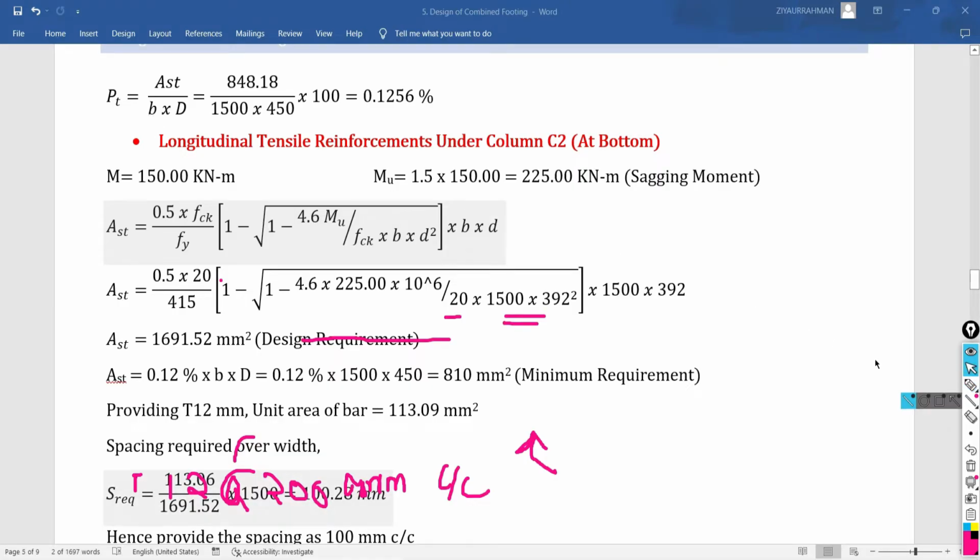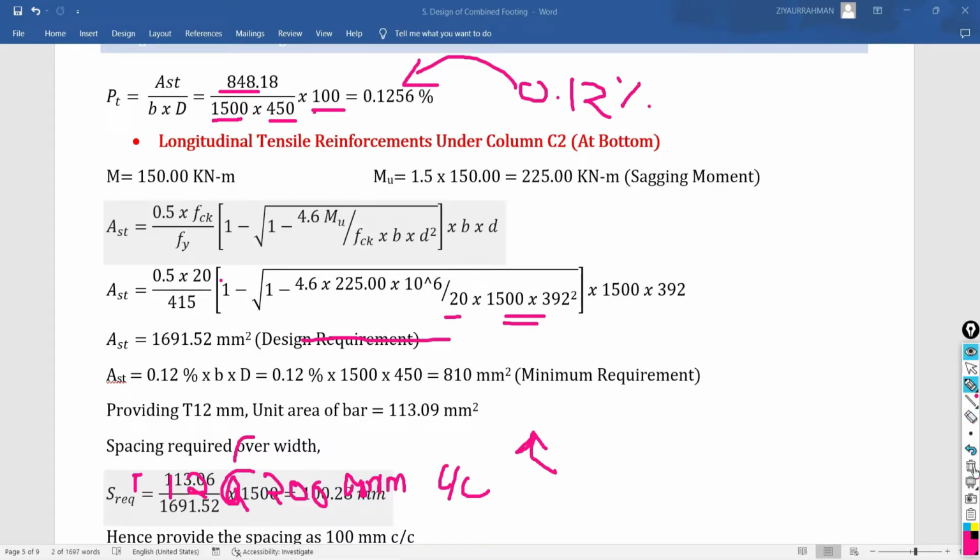Now I want to find out how much percentage of reinforcement there is. So the percentage of reinforcement is the total area provided divided by 1500 multiplied by the overall depth of the foundation slab, multiplied by 100. So I am getting 0.1256. The minimum requirement is 0.12%. So we are providing more than the minimum requirement. Hence I am going to say that my provided reinforcement is safe.